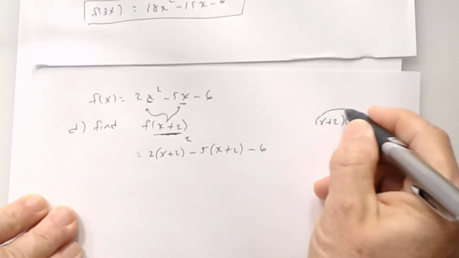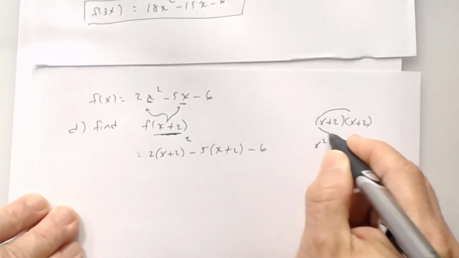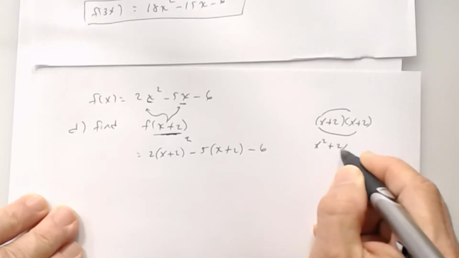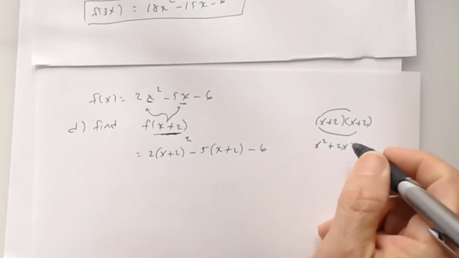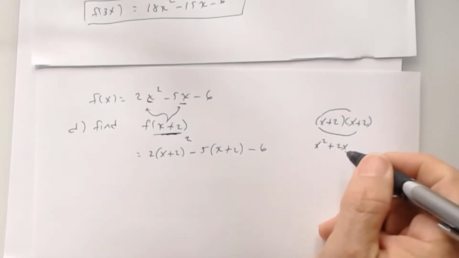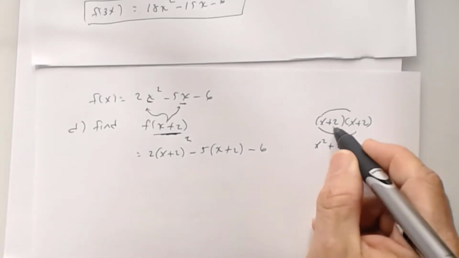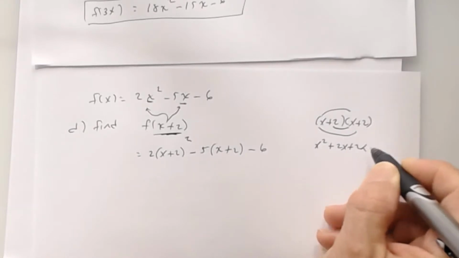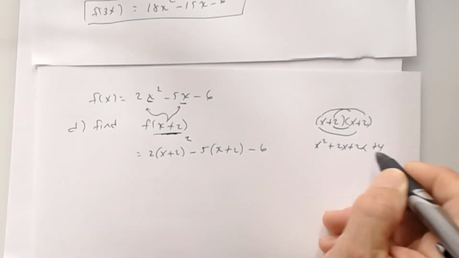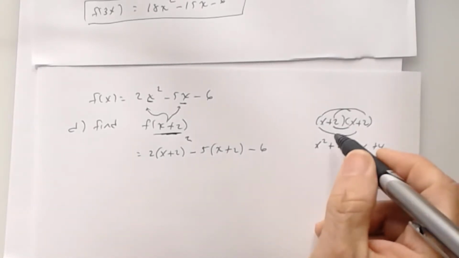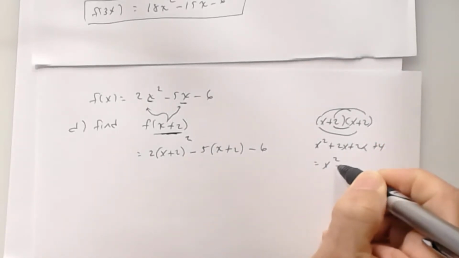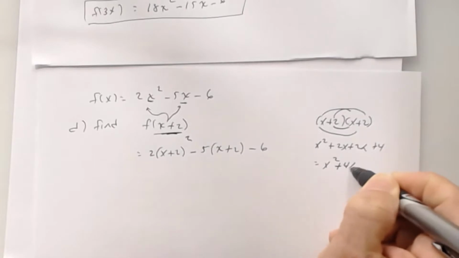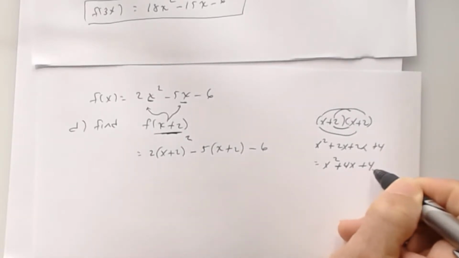So x times x, x squared, what's the outer? 2x. All right, now remember, those two binomials are the same. So what do you remember about the outer and the inner? They should be the same as well. So what's the inner? 2x. And what's the last? 4. So when I combine my like terms, x plus 2 times itself is going to be x squared plus 4x plus 4.